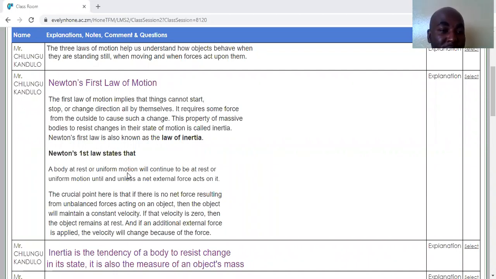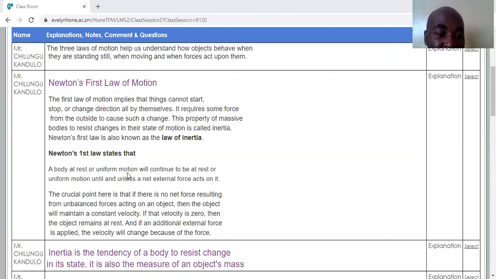So the first law, which is called the Law of Inertia, implies that things cannot start or change direction all by themselves. Meaning for something to move, there must be a force that was applied. Things do not move on their own.